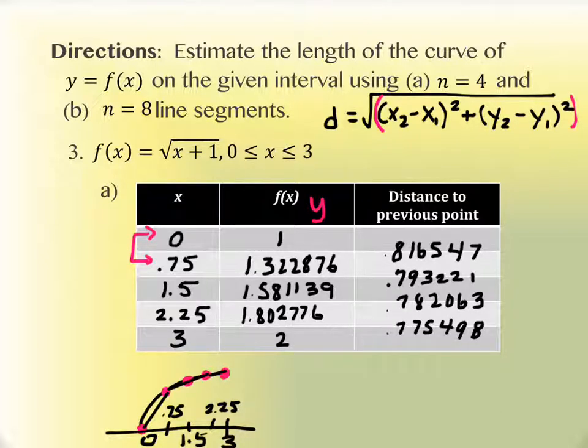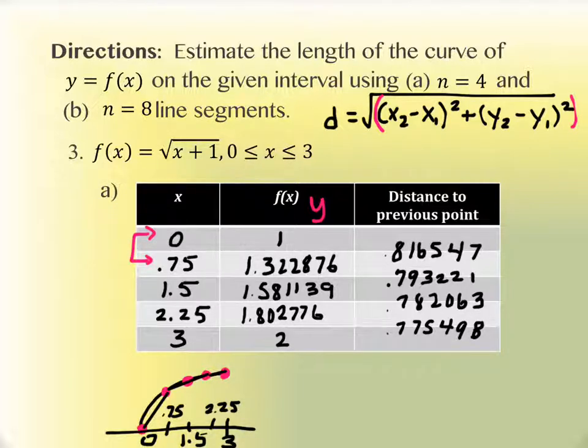Now, go back to the directions. The directions said we're going to estimate the length of the curve. We have found 4 distances. What do you think we need to do with those 4 distances? Add them together. You got it. So in our regular screen here, we're going to add these values together. 0.816547 plus 0.793221 plus 0.782063 plus 0.775498.